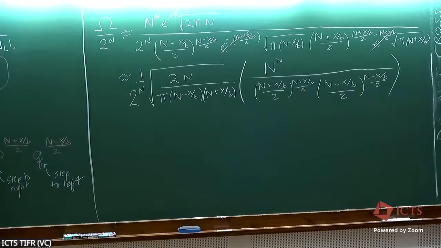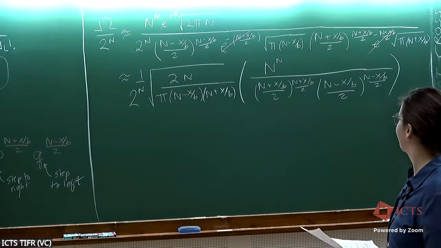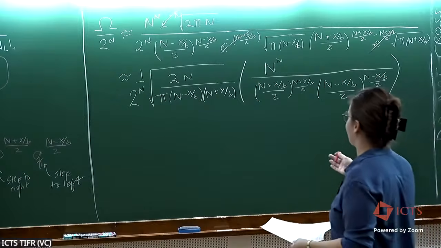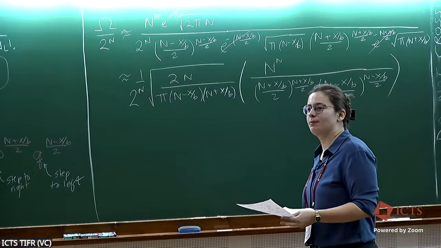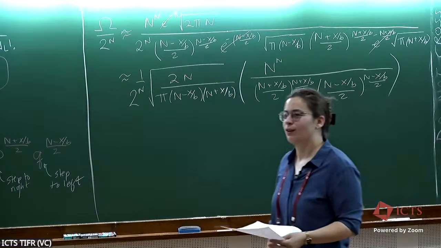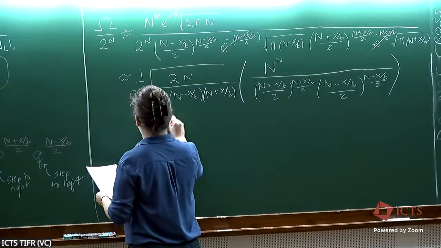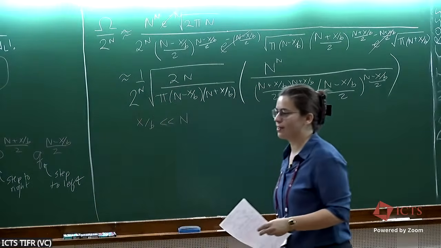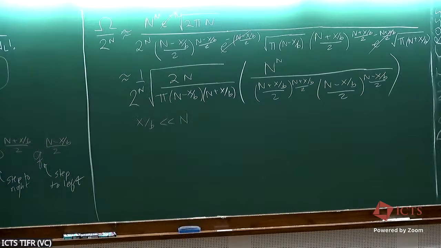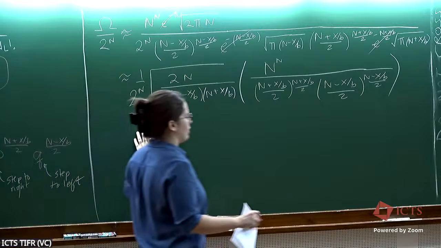Does anyone see what it is? This is clearly not viable. I'm not going to be able to work with this. So I heard some whispers. I am going to be very comfortable assuming that x over b is much, much less than n. That is the same as this sort of throwaway comment I made over here, which is that for a sufficiently long chain, I'm always going to expect the end-to-end length to be much shorter than the contour length. It's the same as saying it would be very unlikely for this to be ever stretched all the way out. And so therefore, I'm also going to be able to assume that this parameter is really small.